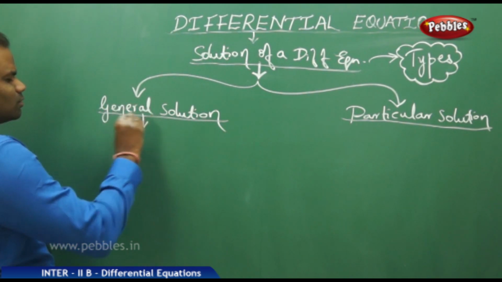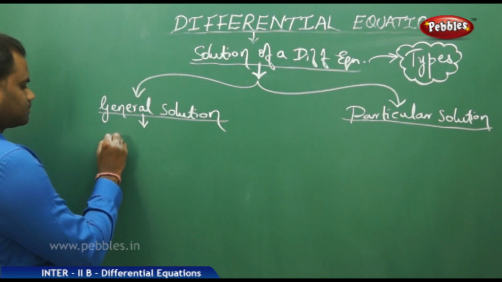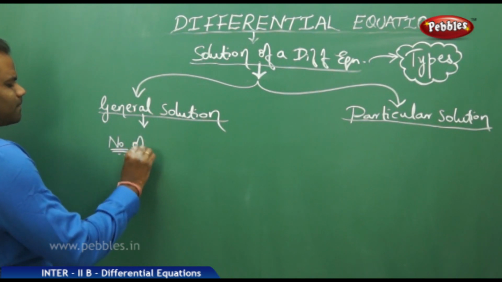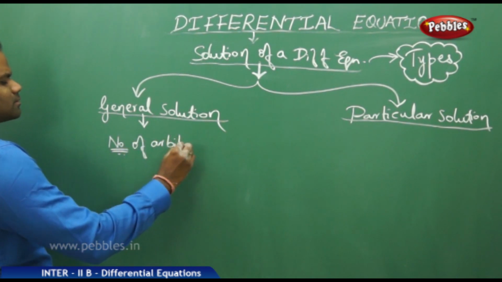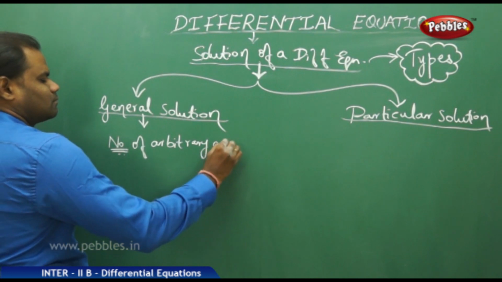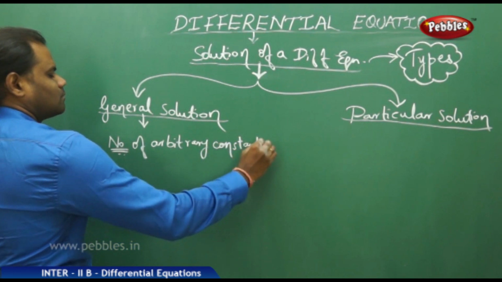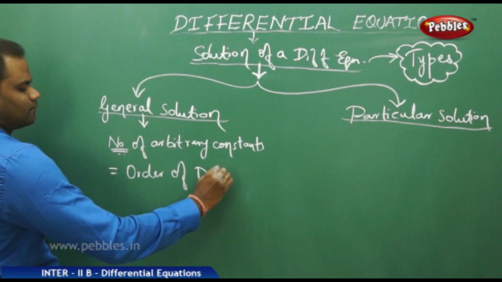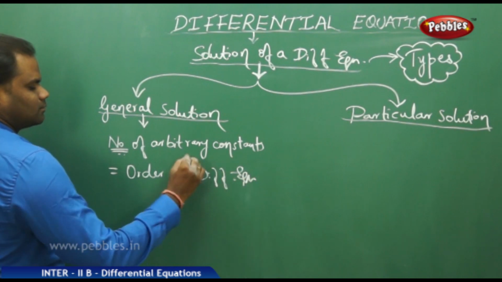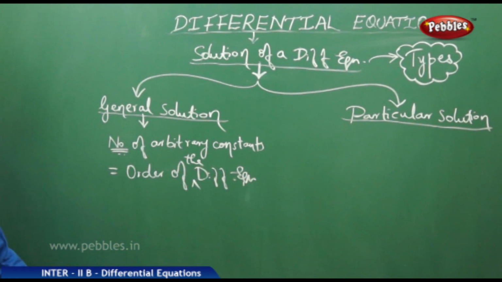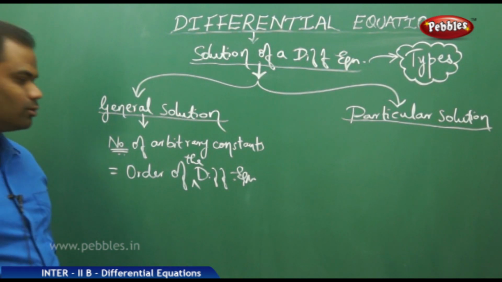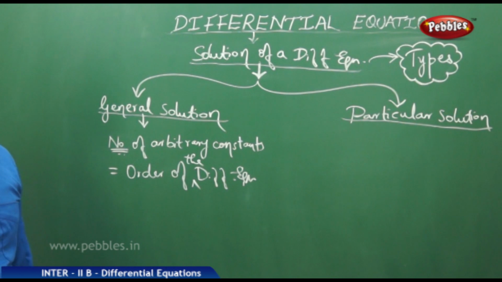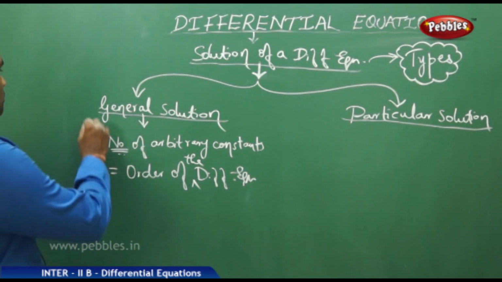General solution is a solution in which the number of arbitrary constants is equal to the order of the differential equation. A solution in which the number of arbitrary constants is equal to the order of the differential equation is said to be the general solution.